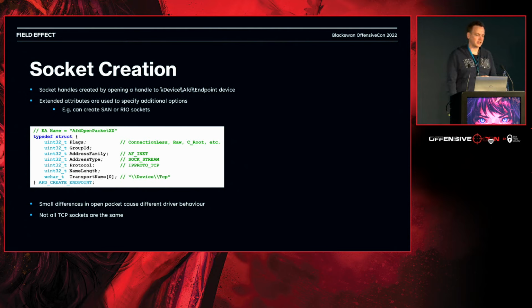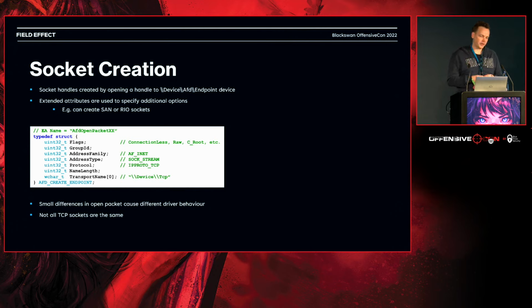So this is a registered I/O extension. It was introduced around Windows 8, and it's to allow faster I/O with sockets. I didn't really play around with them, so I don't know more than that. But if you wanted to do the standard TCP, UDP, Unix sockets, you'd use an extended attribute name of AFD open packet XX. And I have in the comments there the fields that you would fill out to get a TCP socket.